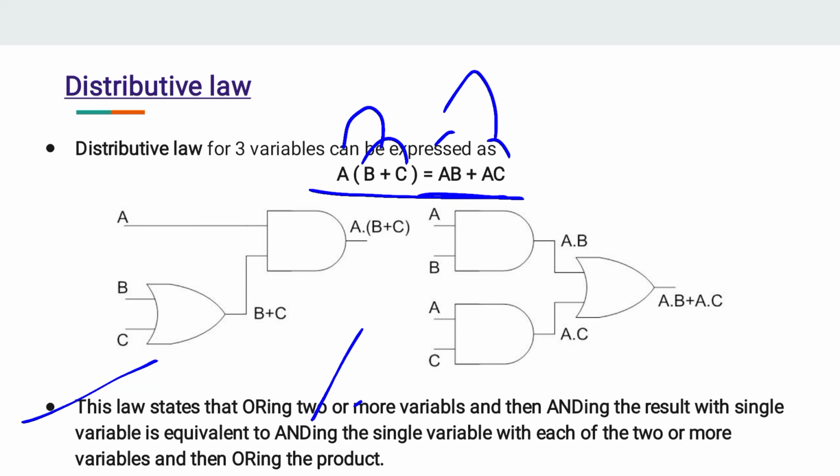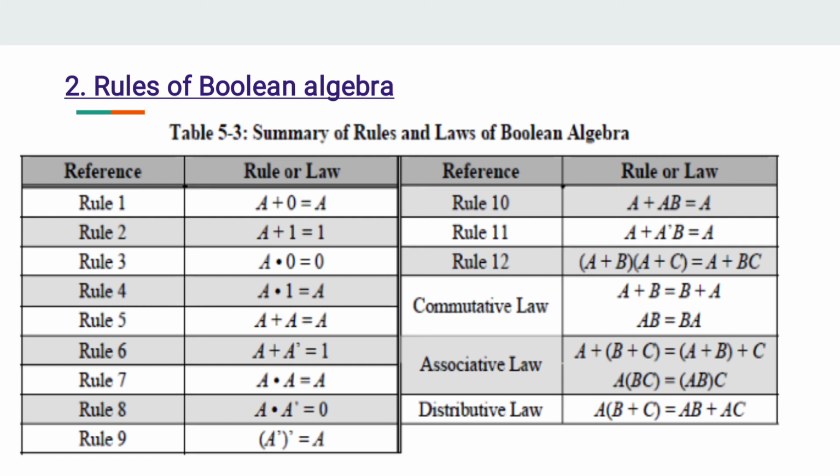The next topic is the rules of Boolean algebra. These are the rules we use to solve Boolean expressions. In total there are 12 rules. So rules are 12, laws are 3. Clear? So in Boolean algebra, we have laws and rules.